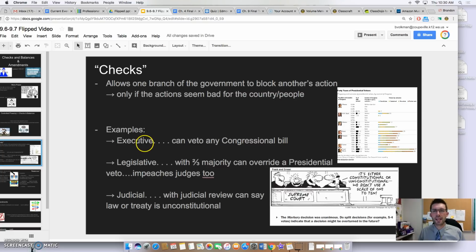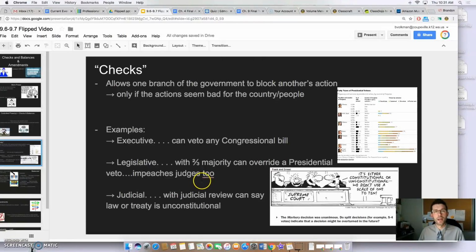First off, the executive branch can veto any congressional bill. The president, who's the head of the executive branch, doesn't have to sign a bill into law. They can veto it. That's the way that they check the legislative branch. On the other side, the legislative branch, with a 2/3 majority in Congress, can override a presidential veto. So if a president vetoes something and says, no, that bill can't become law, the legislative branch, with 2/3 in the House and 2/3 in the Senate, can still make that bill become a law.